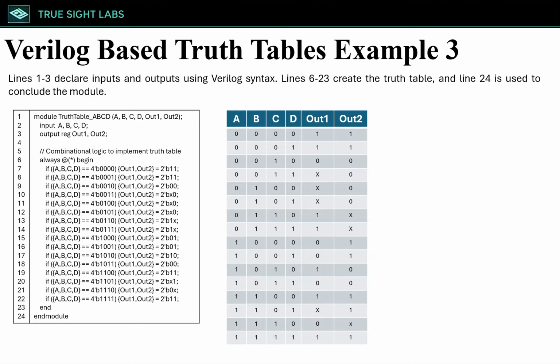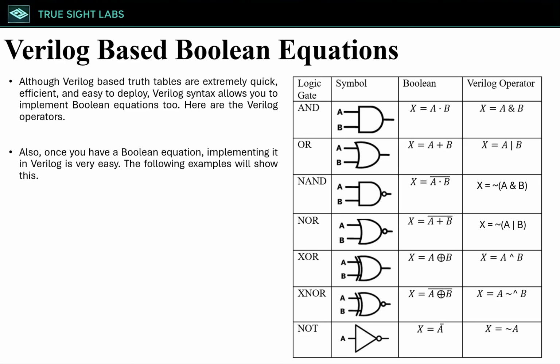Just to make it super clear, here is a third example of a 4-variable truth table being implemented directly in Verilog. Again, the truth table was implemented using the exact same approach as the previous examples. Although Verilog-based truth tables are extremely quick, efficient, and easy to deploy, Verilog's syntax allows you to implement Boolean equations too. Here are the Verilog operators.